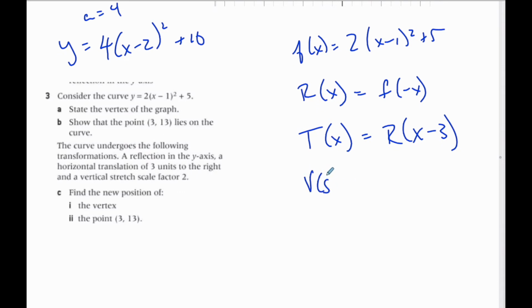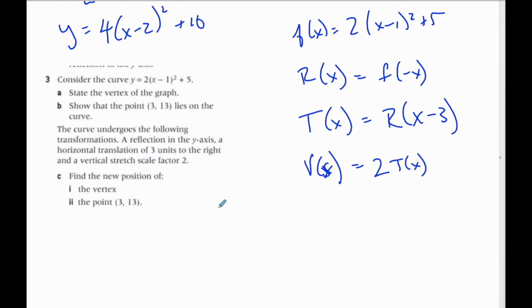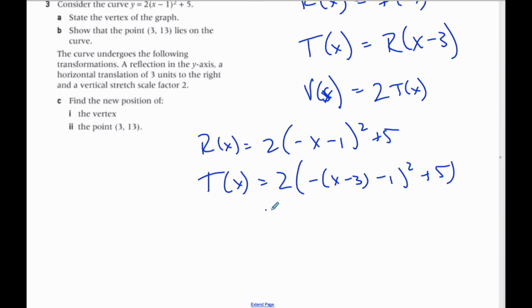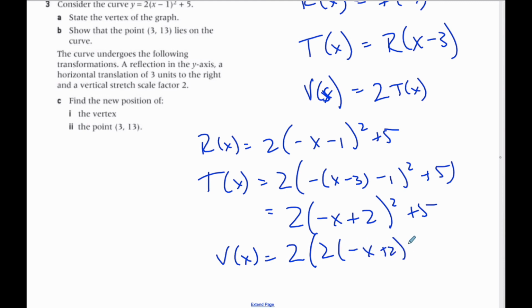And then I'm going to take a vertical stretch. I'm going to take my t function, and if the vertical stretch is by a scale factor of 2, I'm going to multiply t(x) times 2. And now I'm just going to go and build my function overall. So I can then say r(x) is going to be 2, plug my negative in, (-x - 1)^2 + 5. And then to find t(x), I take x - 3 and plug it into r, which will be 2(-(x - 3) - 1)^2 + 5, which I simplify to 2(-x + 3 - 1)^2 + 5, and 3 - 1 is 2, squared, plus 5. And then finally, to find v(x), my final one, I multiply t(x) times 2. Everything gets multiplied times 2, each term.